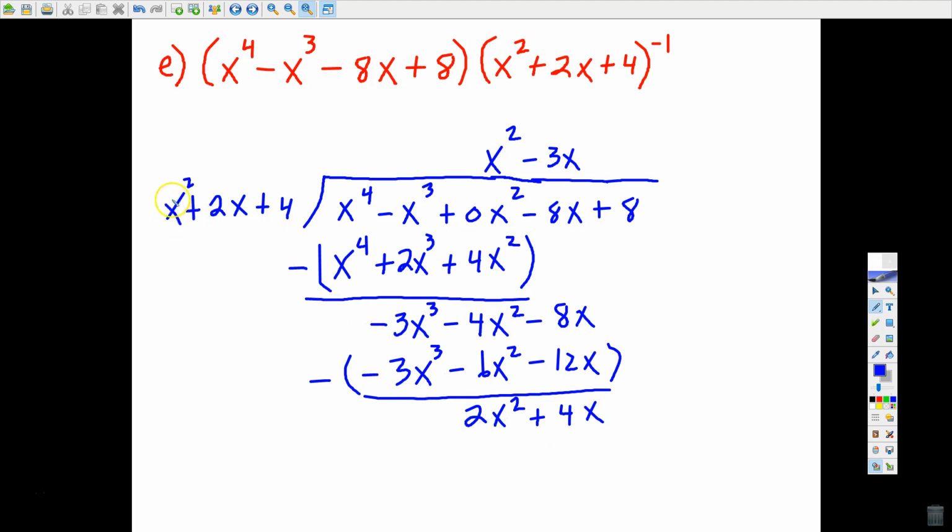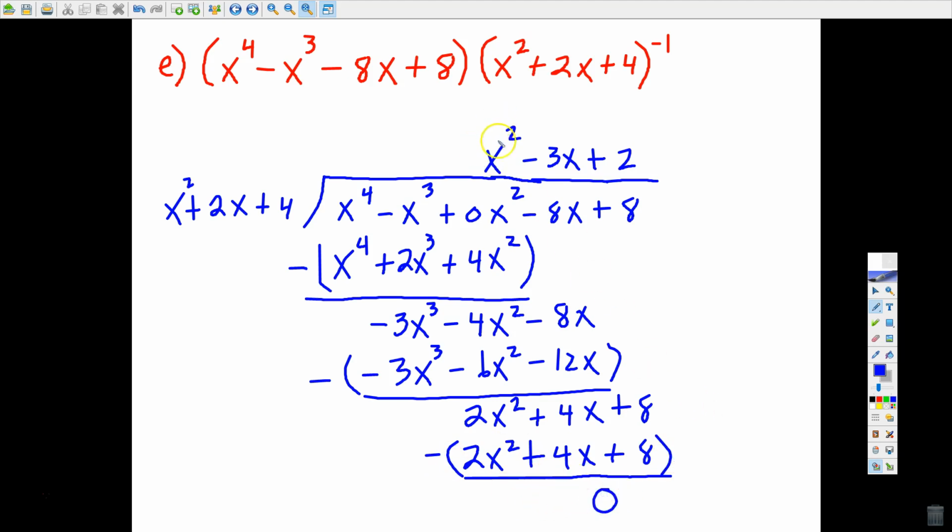Okay, now we're going to divide x squared into 2x squared. And that's positive 2. Oh, I forgot to bring my next term down. Sorry about that. 2 times x squared. 2 times 2x. 2 times 4. And we're going to end up with one of those zero remainder cases here. So my final answer for letter E is x squared minus 3x plus 2.